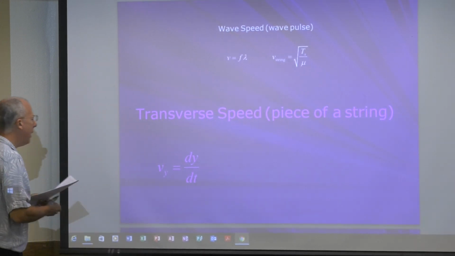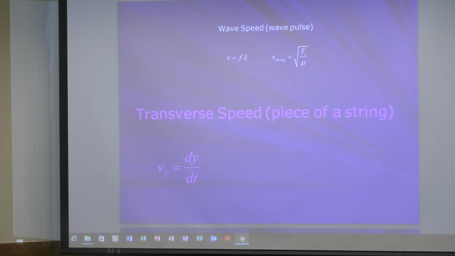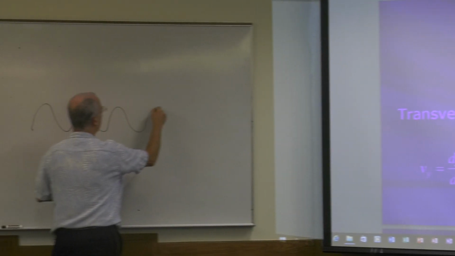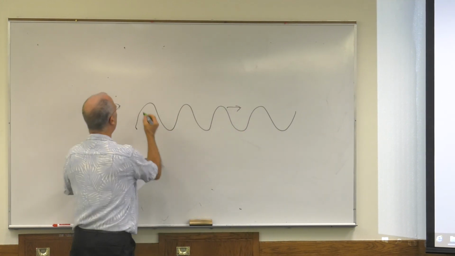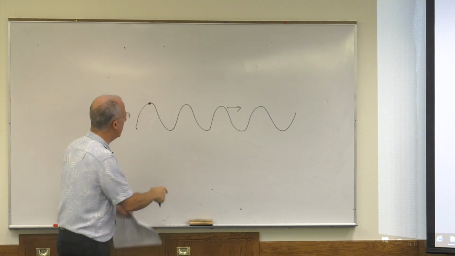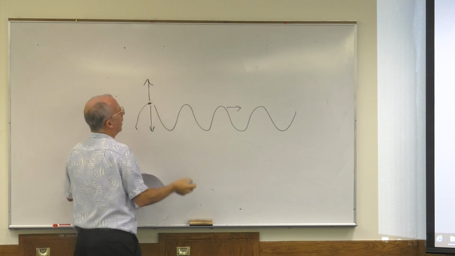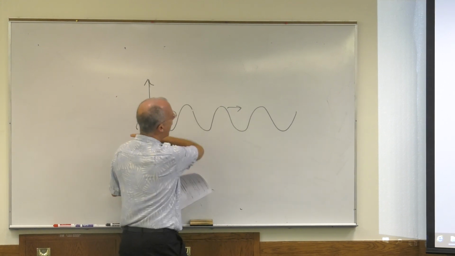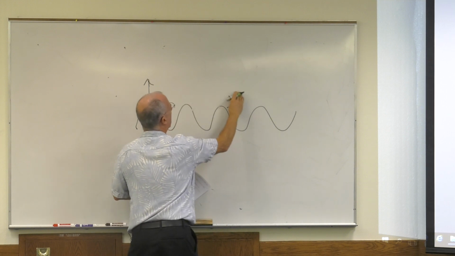Now, but wait a minute. Here's a transverse wave, right? And the pulse is moving to the right. But what did we learn? Let's say that's the spot that I sprayed with my can of spray paint. What is this thing doing? It's going up and down. Okay, so we call the speed of the wave, or the wave pulses, whatever you want to call it, v.